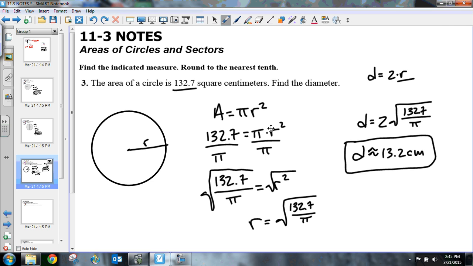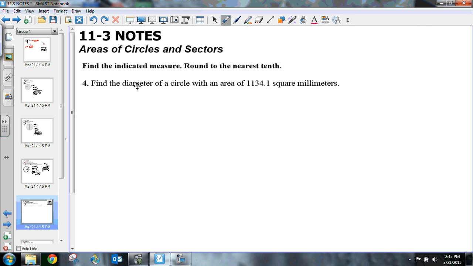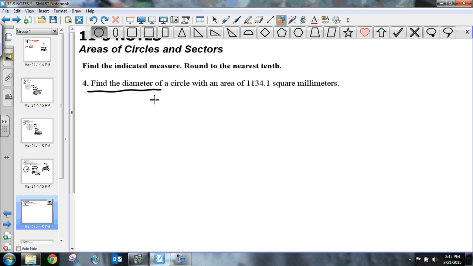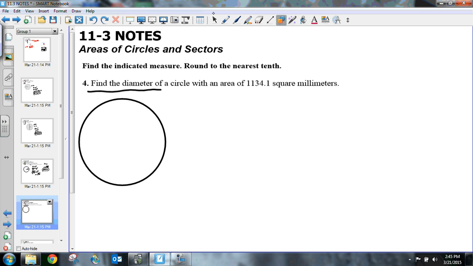All right, now let's take a look at number 4. It wants us to find the diameter of a circle whose area is 1,134.1 square millimeters. All right, so let's draw a circle. I know that this is my center and that this length here is my radius. So I get that my area is equal to pi times my radius squared. I also know that my diameter is equal to 2 times my radius.